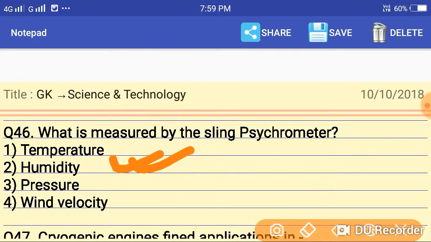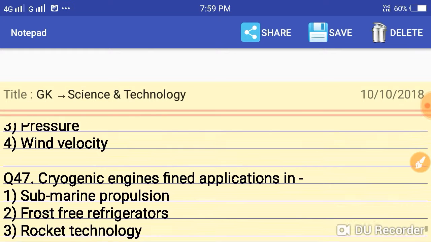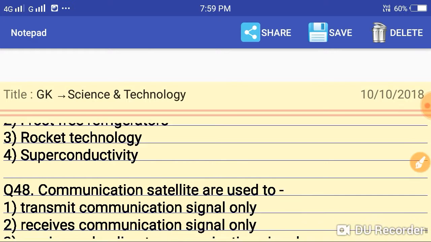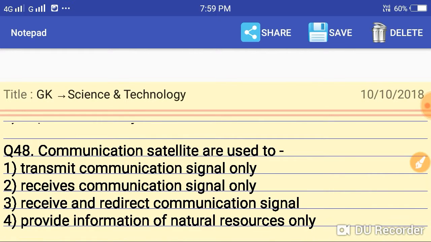Okay, taking the next question. Cryogenic engines find applications in, right answer is option 3, rocket technology. Okay, taking the next question. Communication satellites are used to, this is an important question, right answer is option 3, receive and redirect communication signals.